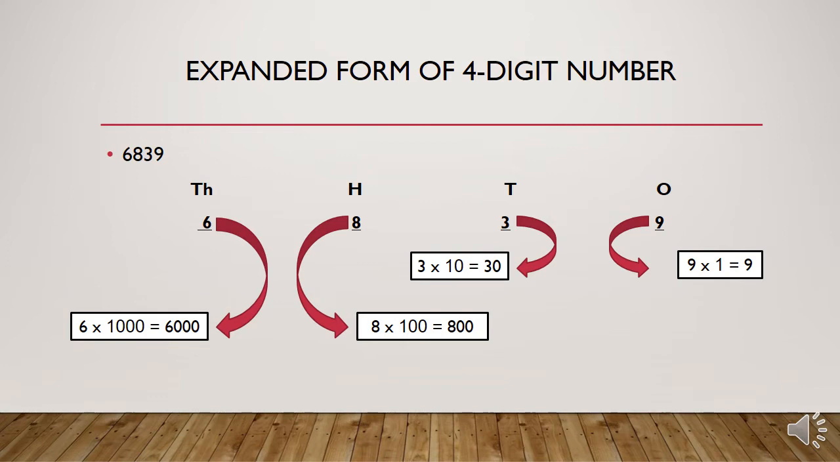To write down these obtained values in a single statement, we get 6,839 equals 6,000 plus 800 plus 30 plus 9. This specific statement is the expanded form of this 4-digit number, 6,839.